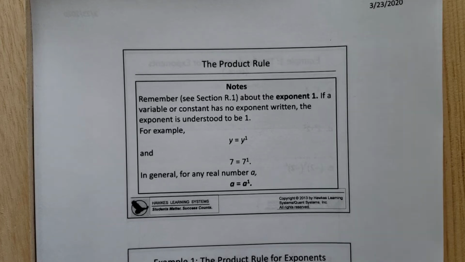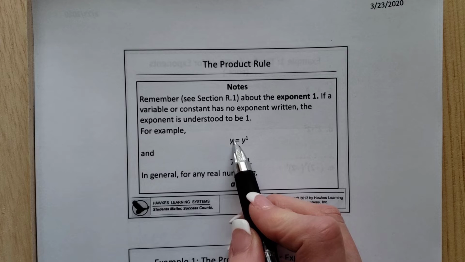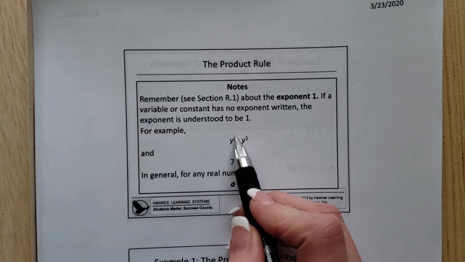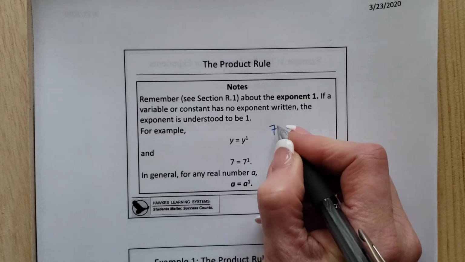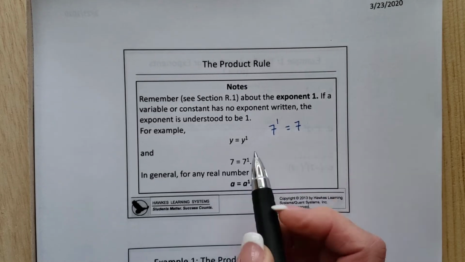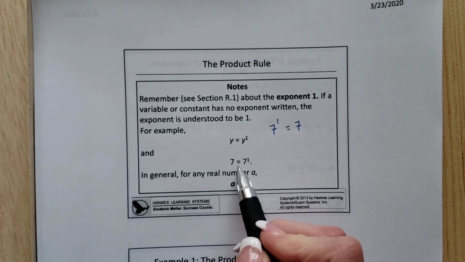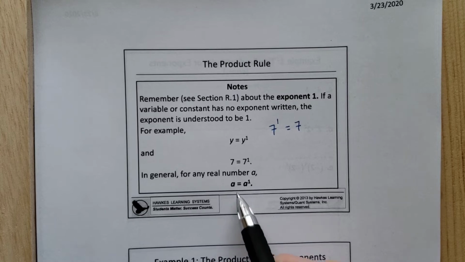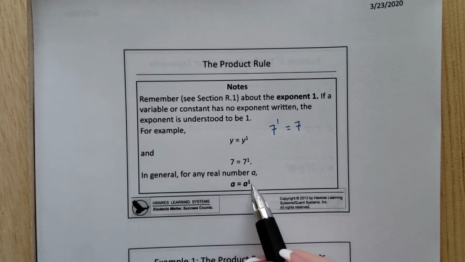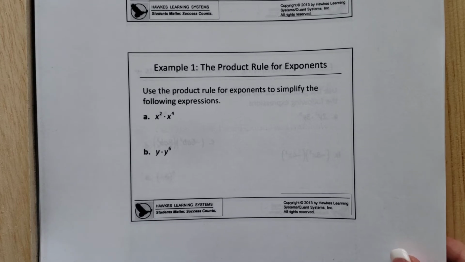Now you have another note here that if you have either a number or a variable and there's not an exponent, then we know that that is raised to an exponent of 1. So basically 7, only one 7, is equal to 7. So y is equal to y to the first. 7 is the same thing as saying 7 to the first. A is the same thing as saying a to the first. And that's going to come in handy when we're doing the product rule.